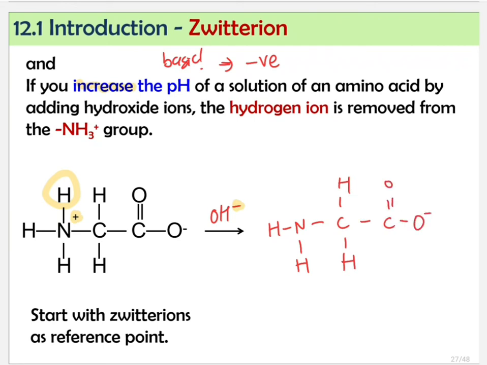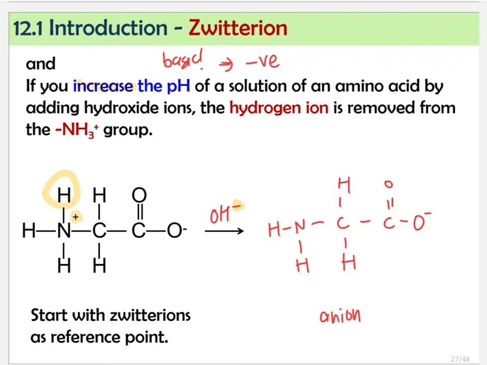COO minus akan stay sebab negatif tak boleh react dengan negatif. Jadinya sekarang dah menghasilkan anion. Okay, iaitu negative charge. Okay, so hopefully boleh faham about the increase in pH and also decrease in pH. Jadi kita akan start dengan Zwitterion sebagai reference point.